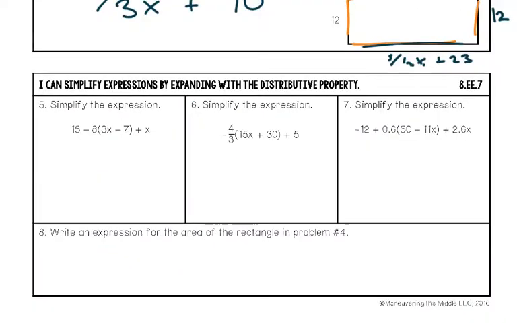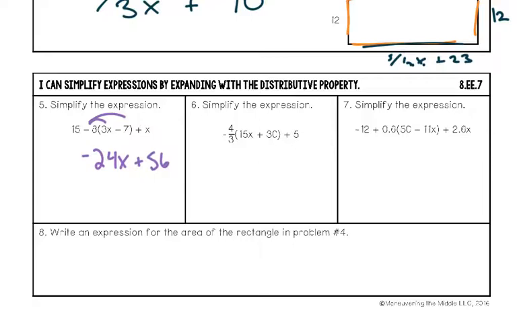The next thing we learned about in this unit was the distributive property. So we should be able to simplify expressions by expanding with the distributive property. So we're going to look at this here first. I have a negative 8 being distributed to each one of these terms on the inside. Distributing means each one gets one. So this negative 8 gets multiplied by the 3. So negative 8 times 3 is negative 24x. And then negative 8 times negative 7 is a positive 56.